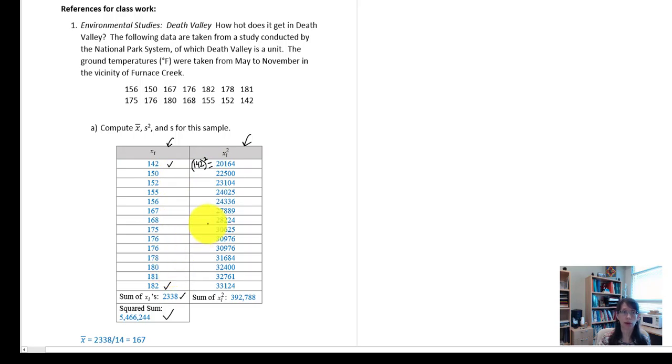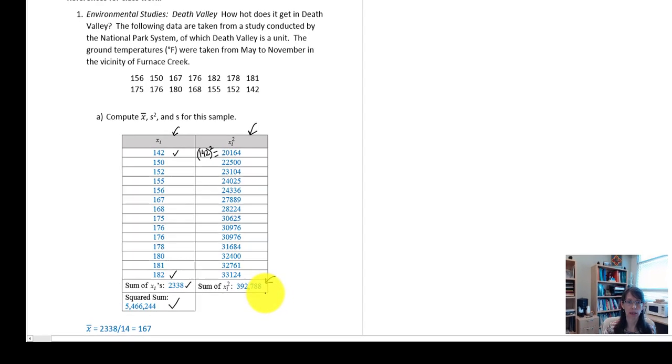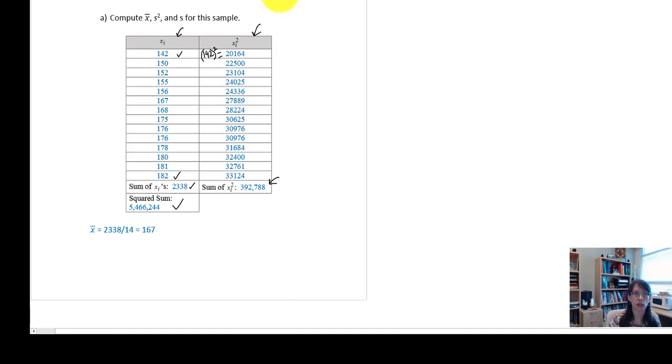The measurement is squared, and that makes our second column. Adding all of our x squares for the sum of x squared, we end up with 392,788. We will use this information to find sample variance and then our sample standard deviation. First calculation, x bar, is the mean of the data.